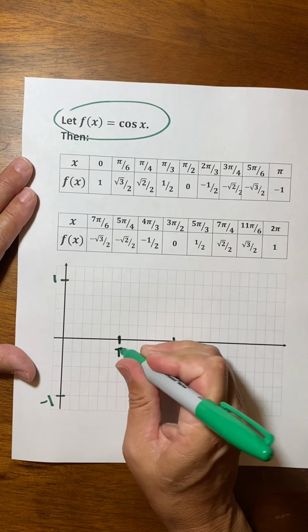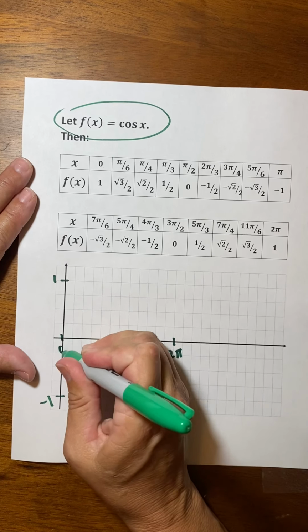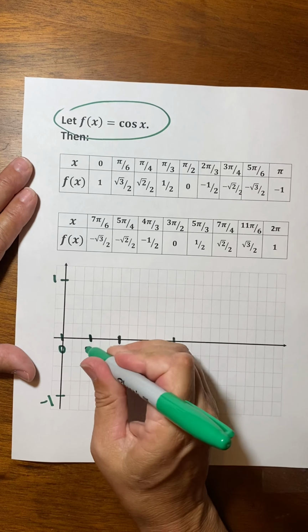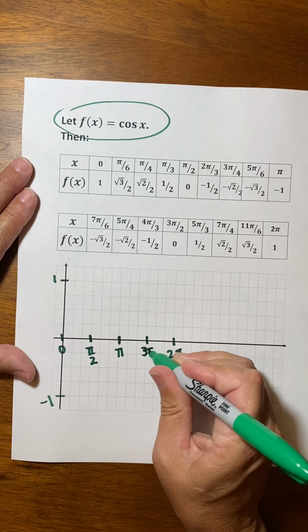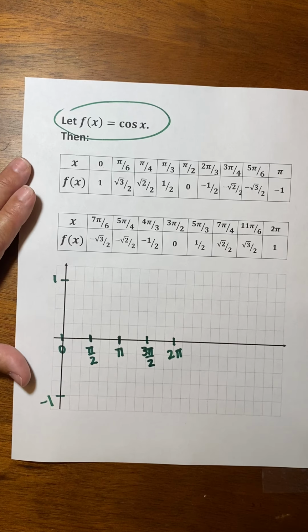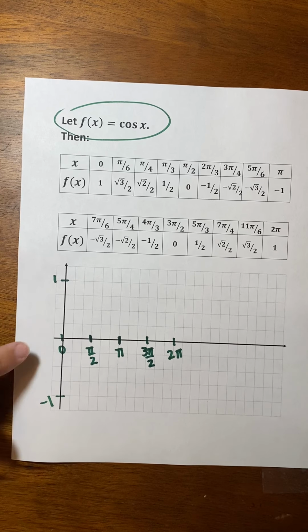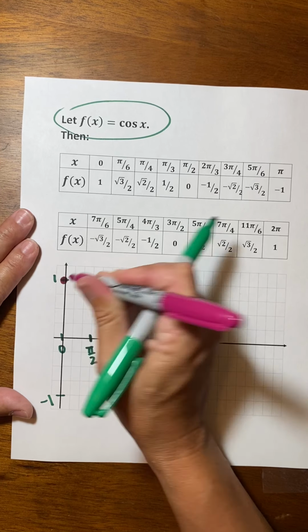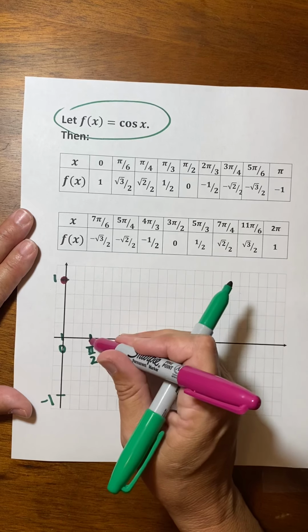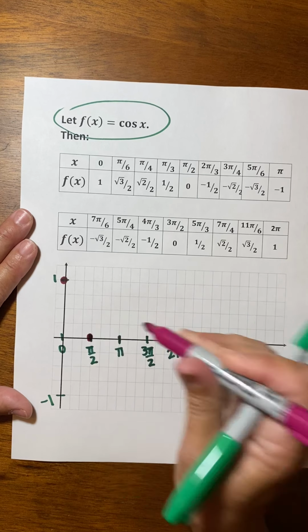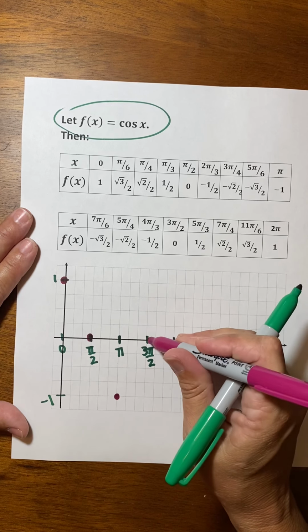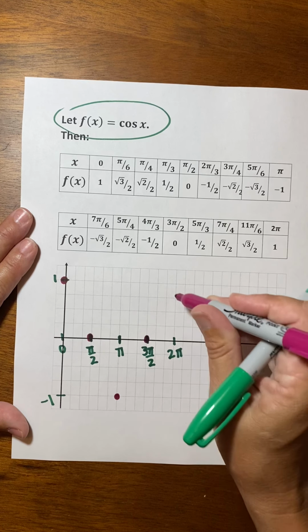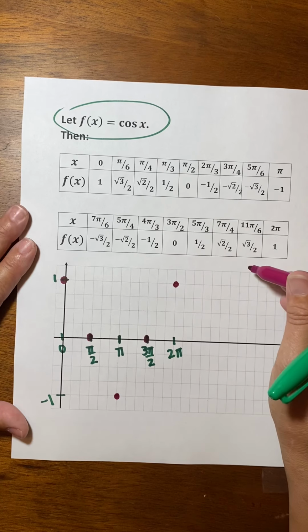All right, here's pi. Here's 0. So let's do pi over 2. I won't go into quite the detail with this. 3 pi over 2. Right, and let's just plot these points. At 0, the cosine of 0 is 1. The cosine of pi over 2 is 0. The cosine of pi is -1. Cosine of 3 pi over 2 is 0. And the cosine of 2 pi is back to 1.